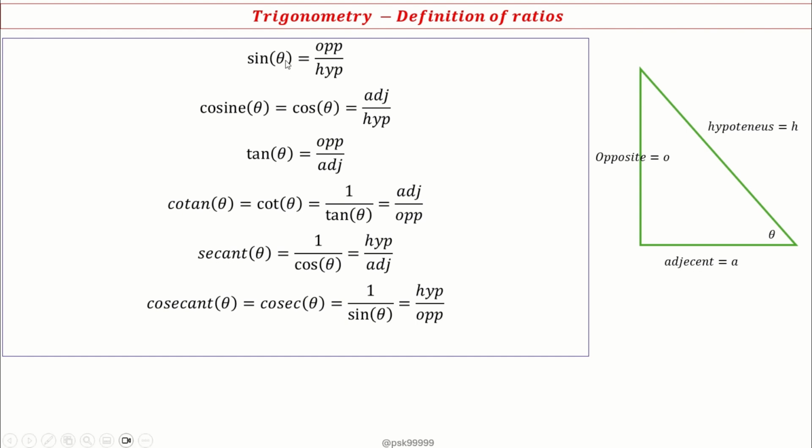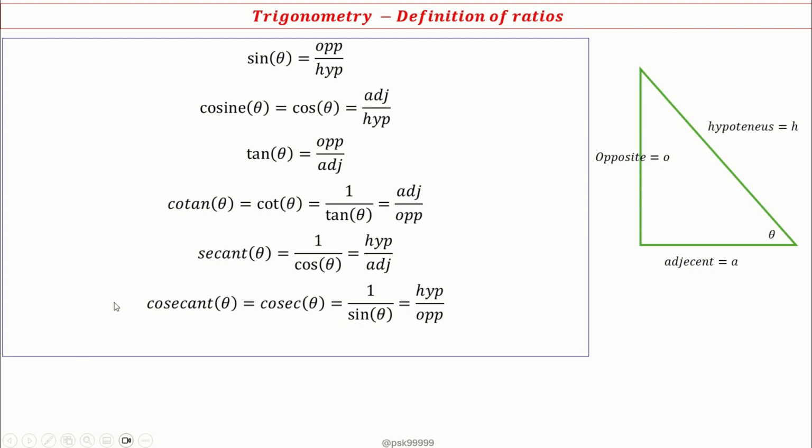One more thing is, these ratios are constant for the given angle. If the angle is 30 degrees, sin theta is always 1 by 2. So the opposite and hypotenuse will align in that ratio. That is what you need to understand. This is the relation between angles and sides of a triangle.